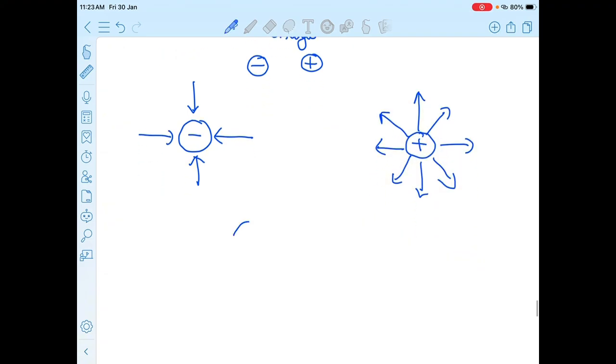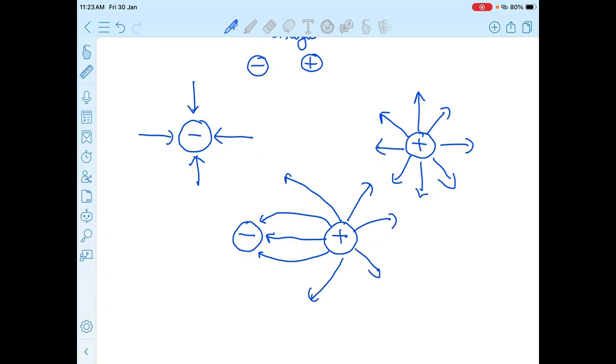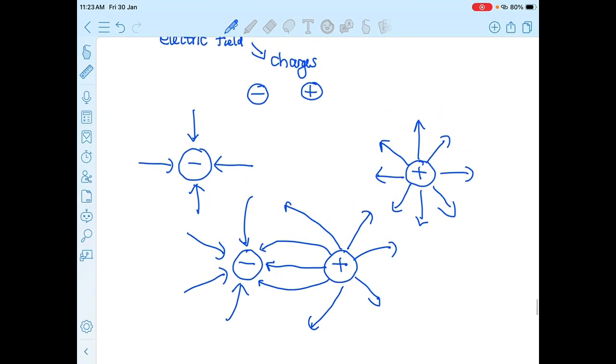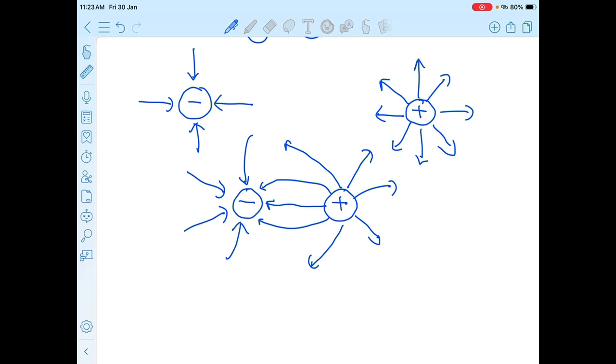Okay, if I put them together, the field lines from the positive charge would terminate at the negative charge. You can draw it this way. So this is the electric field line from the charges, and you can see the electric field lines start and also end on the charges.